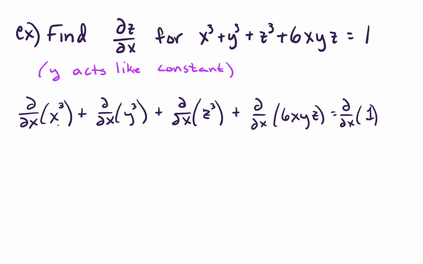So the derivative with respect to x of x cubed is 3x squared. The derivative with respect to x of y cubed is 0 because y acts like a constant. And the derivative with respect to x of z cubed is 3z squared times dz/dx. Now the reason why that's a dz/dx is because we're looking for the rate of change of z with respect to x. There's some relationship there, and that's what we're trying to find. z is a function of x. Okay, so we needed to use the chain rule right here. You could make a note of that. We use the chain rule. And the reason why the derivative with respect to x of y is 0 is because y is acting like a constant.